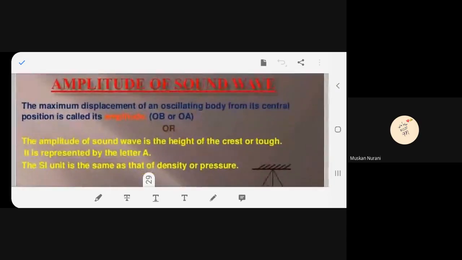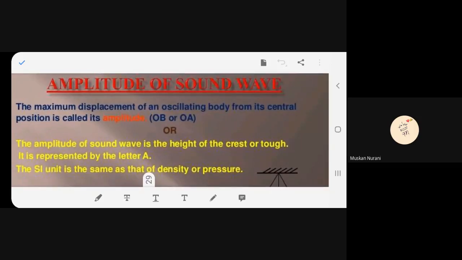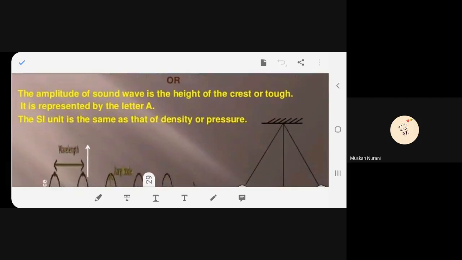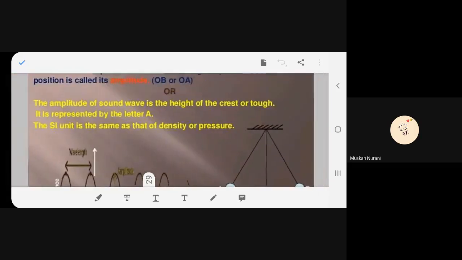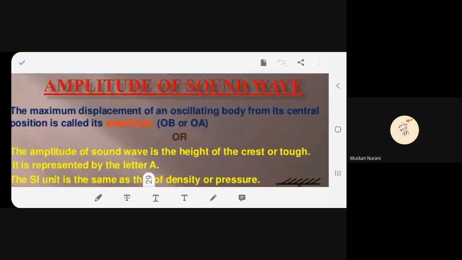Now the third factor that we are going to learn is amplitude. What are you going to learn? Amplitude of sound wave. Yes, better. The maximum displacement of an oscillating body from its central position is called amplitude, OB or OA. The amplitude of a sound wave is the height of the crest or trough. It is represented by the letter A. The SI unit is the same as that of density or pressure. Okay, fine.